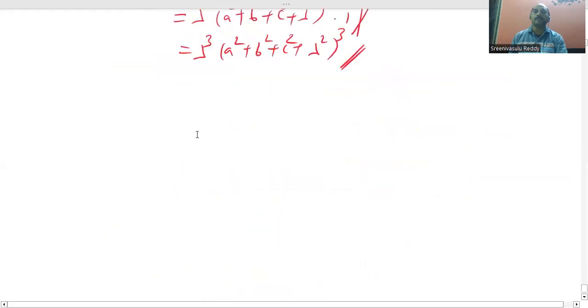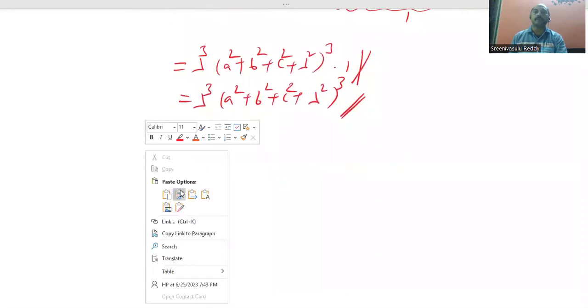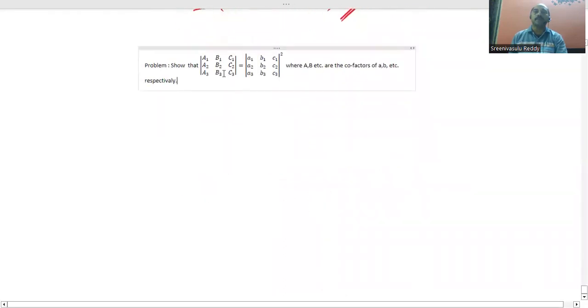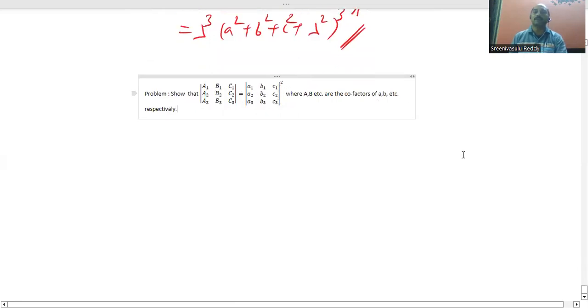Okay, next problem. Capital letters denote its cofactor. Cofactor means removing the corresponding row and column of the element, finding the det, and multiplying with -1 to the power of i plus j, the row value plus the column value. Here this is the det of the matrix whole square. We need to show that this det value equals this one.